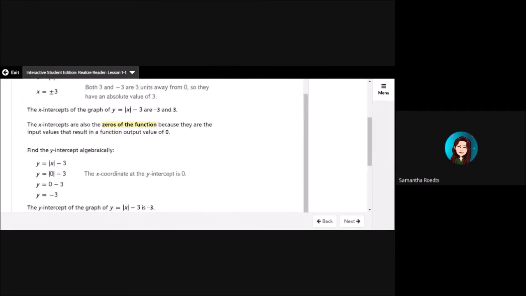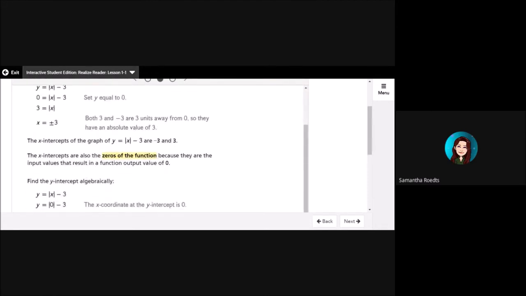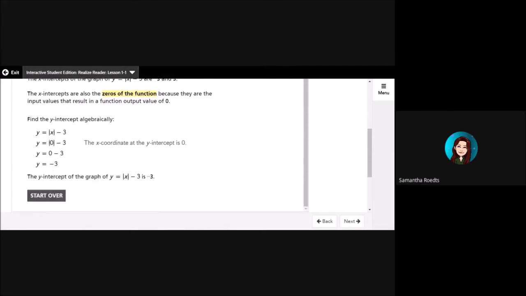So I find the y-intercept algebraically as well. So instead of up here where I did x and I substituted in 0 for y, for y-intercepts, I'm going to substitute 0 in for x and solve. So y equals the absolute value of x minus 3. So y equals the absolute value of 0 minus 3. 0 minus 3 is negative 3. So the y-intercept of the graph of y equals the absolute value of x minus 3 is negative 3.